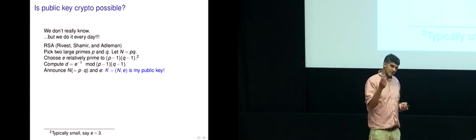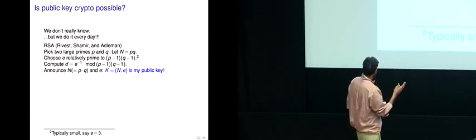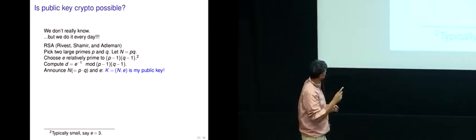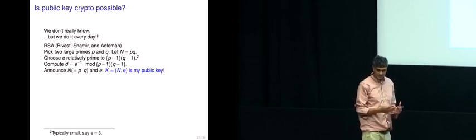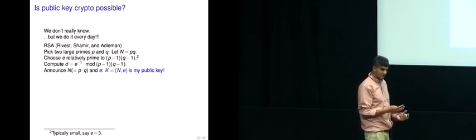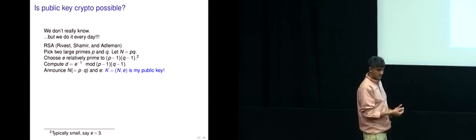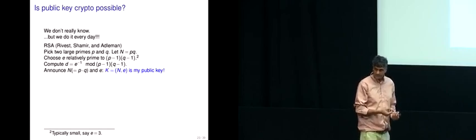I didn't tell them P and Q, and I didn't tell them D. Right? There's a few things that are running around. There's P and Q and E and D, and the product of P and Q. So I tell them the product of P and Q and E, but not P and Q.